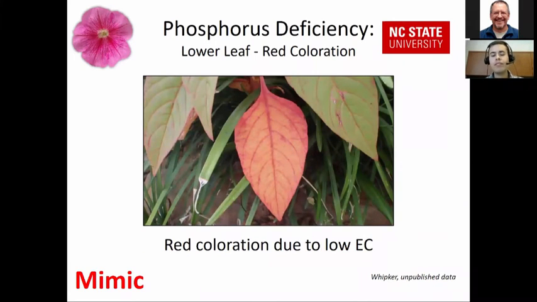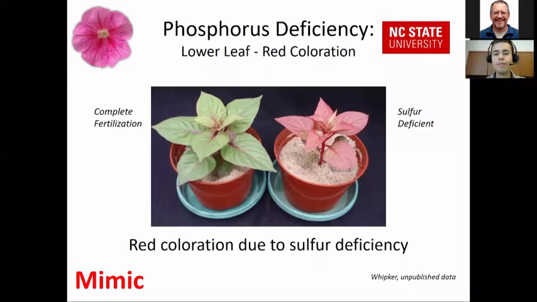Next, you may see this red coloration due to a generally low EC or electrical conductivity. So if the salts are low, you'll see these types of symptoms develop as well. And so this isn't specifically due to low phosphorus, but just to low fertilizer salts in general. And additionally, a lot of people don't think of this, but sulfur deficiency can also manifest as a red coloration.